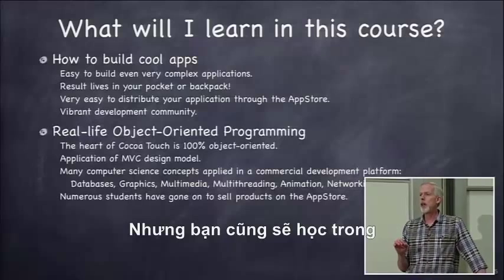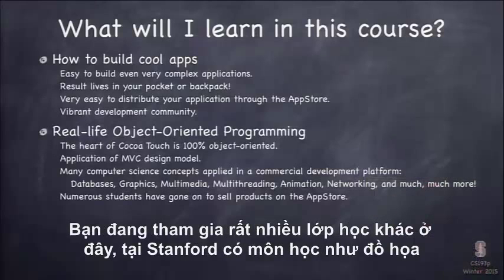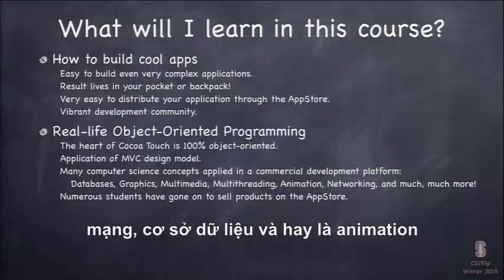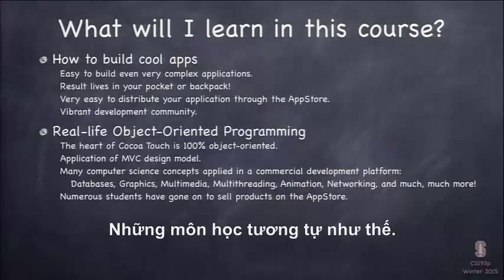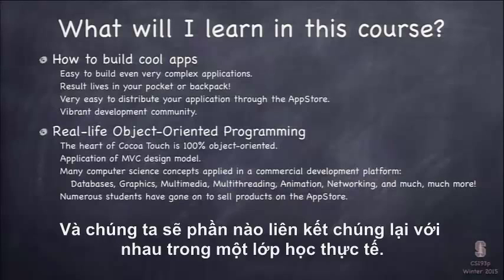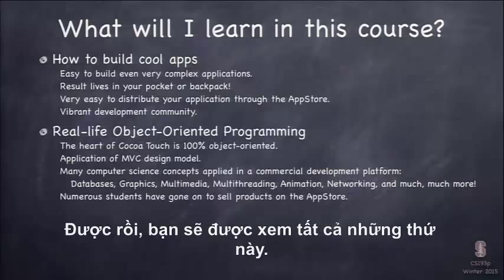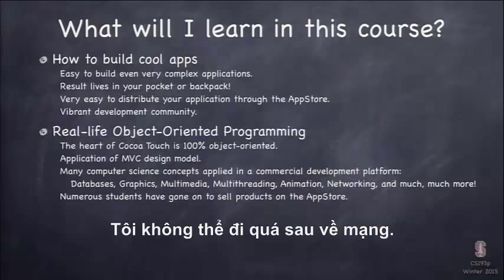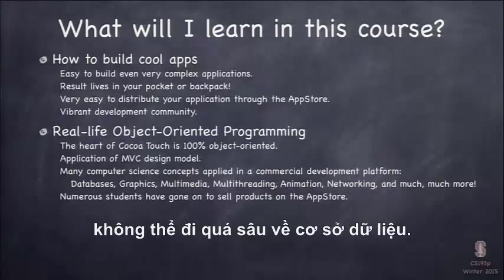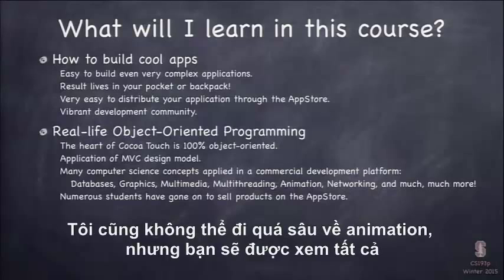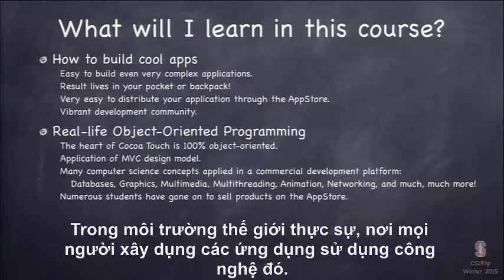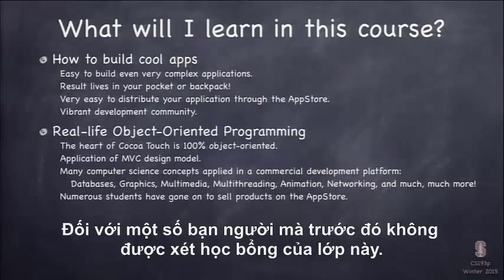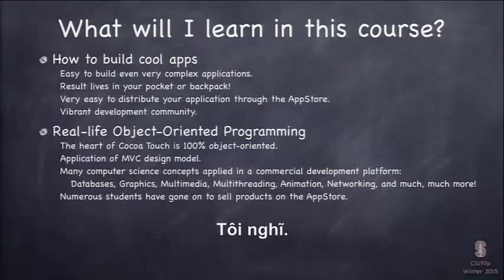But you're also going to learn in this class a lot of real-life object-oriented programming. You're taking a lot of other classes here at Stanford on things like graphics and networking and databases and maybe animation, things like that. And we're going to kind of tie that all together into a real-world class. Okay, you're going to get to see all this stuff. Now, you know, it's going to be kind of a survey course in that. I can't go too deep into networking. I can't go too deep into databases. I can't go too deep into animation, but you'll get to see it all in a really real-world environment where people are out there building apps using that technology. So for some of you who haven't seen that before, that'll be a big bonus of this class, I think.